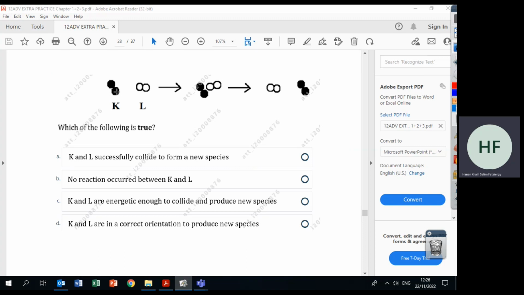Okay, now again, this is a reaction, these are the reactants. Here they collided, here they formed the products. Do you think these two are different from these two? Of course not. This means the collision is not successful. Now, did K and L successfully collide? No. No reaction occurred? Yes. Are K and L energetic enough? Of course not. They don't have enough energy and they are not in the correct orientation. Are K and L in the correct orientation? Of course not.